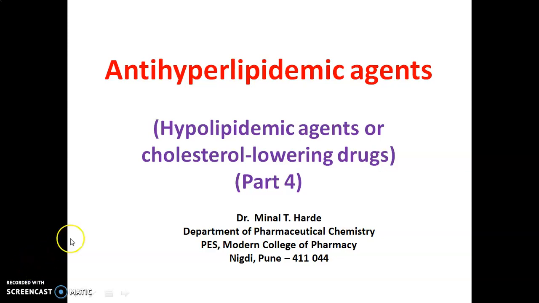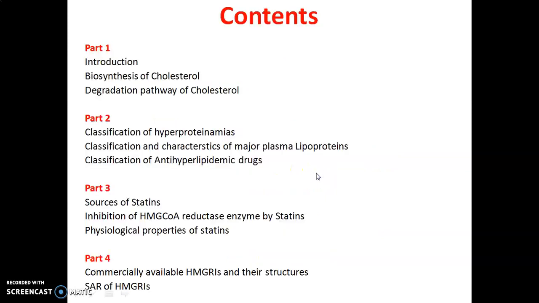Hello friends, today we are going to see part 4 of antihyperlipidemic agents. In the fourth part, we are going to cover the SAR and commercially available HMG-RI drugs.